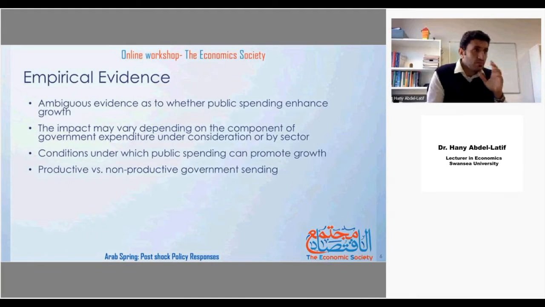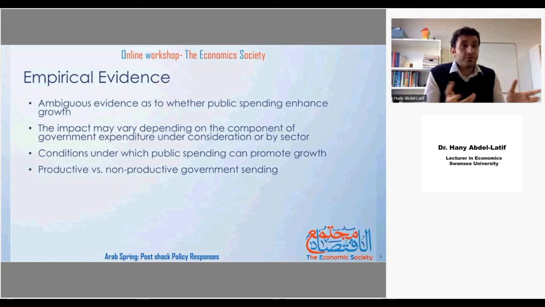Before looking at what's happening in Egypt after the Arab Spring, or after the start of the revolution in 2011, let's look at the empirical evidence of whether there is a positive impact of government spending on economic growth or not. I'm not going to spend much time on the literature because everyone can go back and read it, but I'm just going to highlight the main lessons we see from the empirical literature. We found ambiguous evidence as to whether public spending enhances growth. It's not really clear whether this is the case or not.